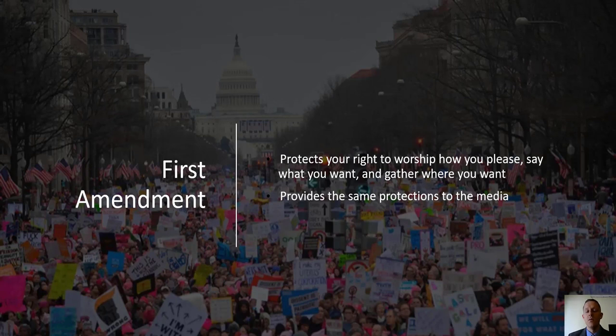what should be protected and what should not be allowed. There have been a number of interesting Supreme Court cases over the years that have generally defaulted to protecting free speech, except in certain cases.